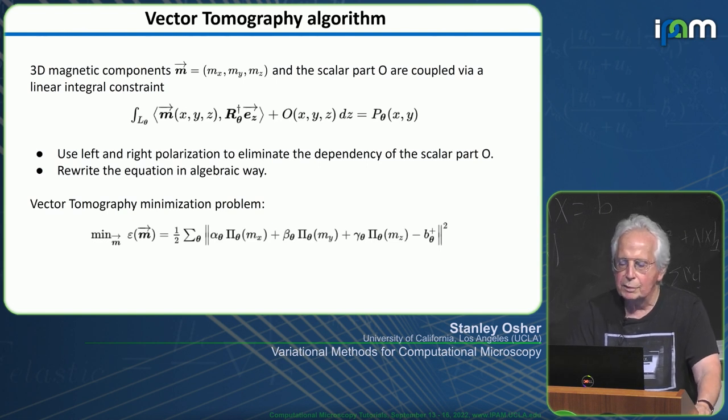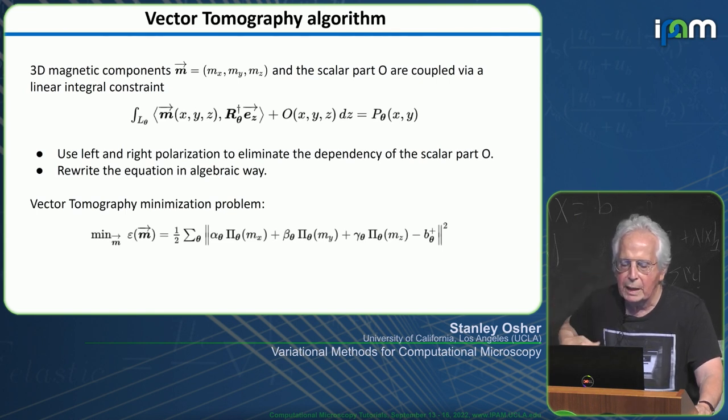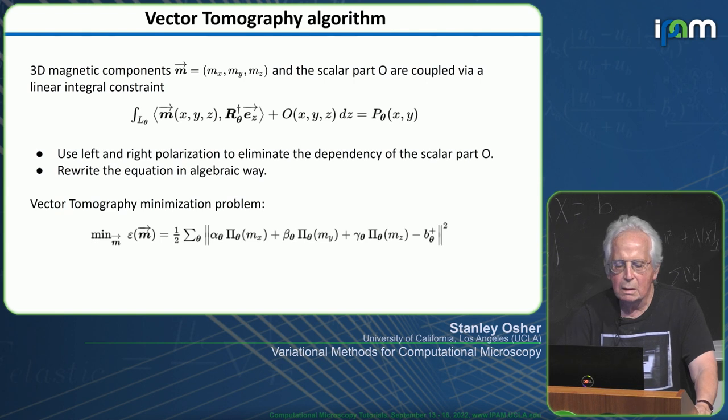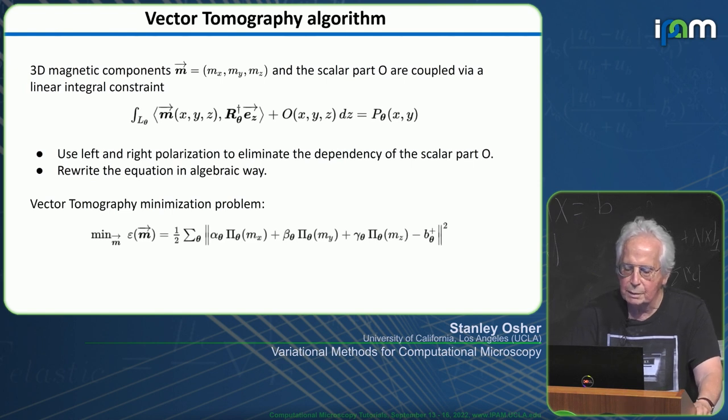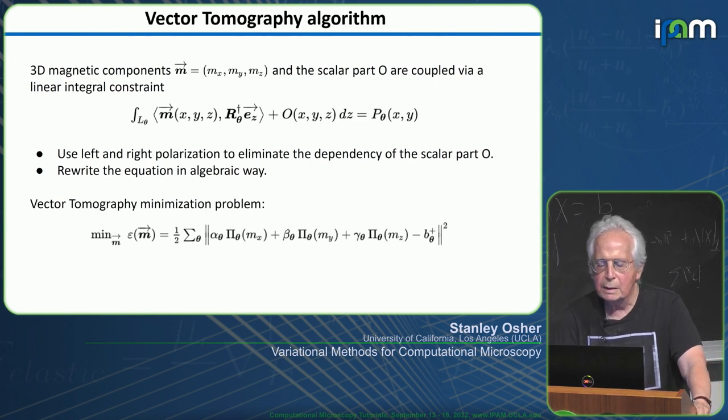So you have a linear integral constraint, and P is computed. You can use left and right polarization to eliminate the dependency of the scalar part. So having done that, you eliminate that term, and you have a vector tomography minimization problem. There it is, with these projections on MX, MY, and MZ. B is known. Okay, next.